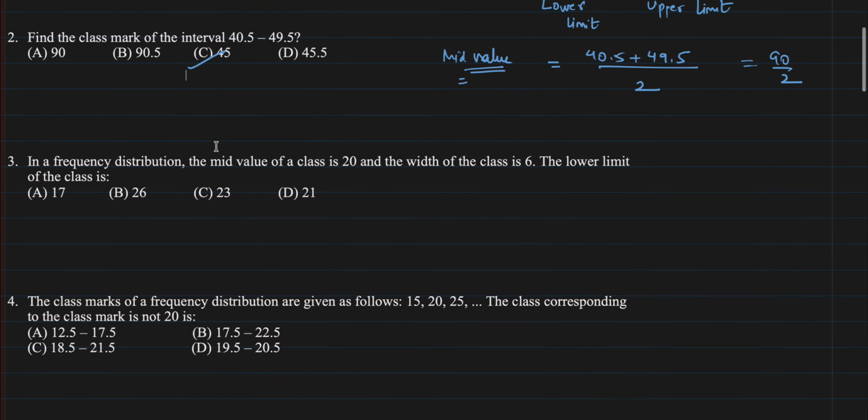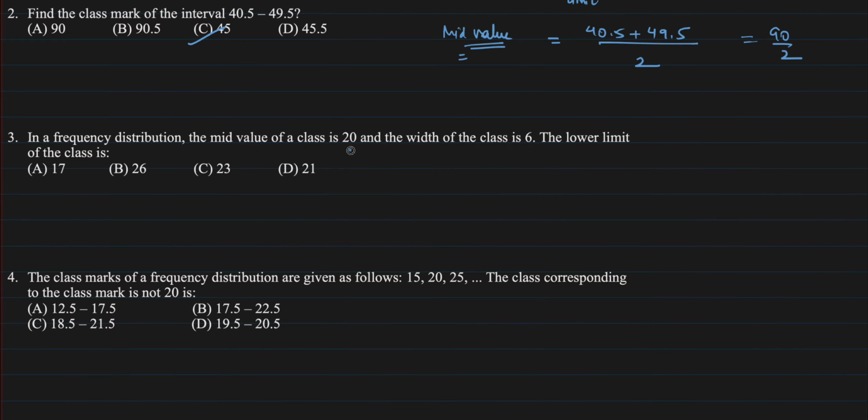Now the next question, number 3. In a frequency distribution, the mid value of a class is 20 and the width of the class is 6. You need to find the lower limit. The mid value is given as 20 and the width is 6. Divide 6 into two parts, 3 and 3. Subtract 3 from 20 to get the lower limit, and add 3 to 20 to get the upper limit. So the lower limit is 17.